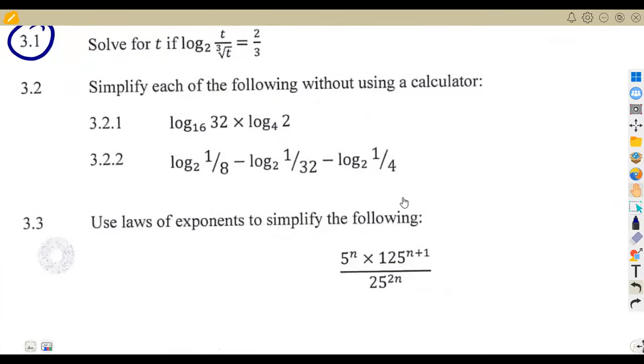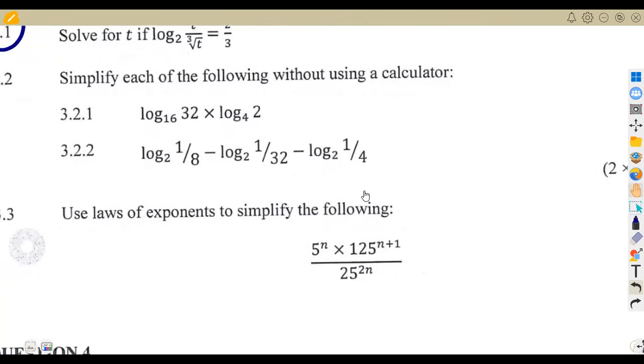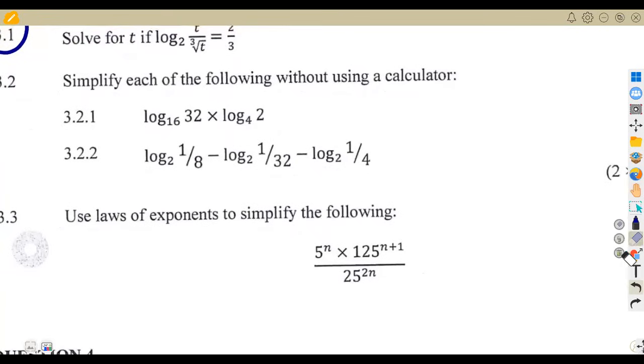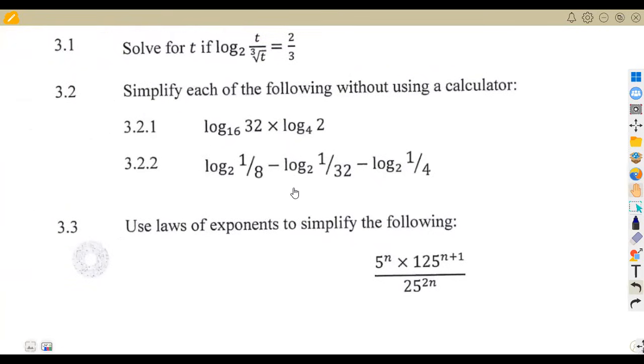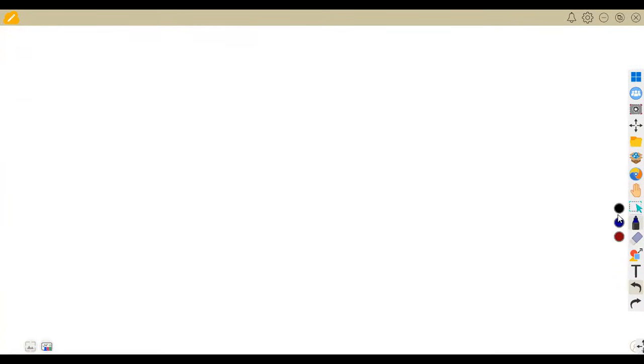All right, 3.2 again, simplify without using a calculator. So you're asked to simplify without using a calculator. So this part we can simply apply our laws again without a calculator. 3.2.1. Let us have our log in this case, the one that we're given. We are given the logarithm of 32 in base 16 times the logarithm of 2 in base 4. All right, they say do not use a calculator, but what you do is check your answer on your calculator to see if you obtain the same thing.